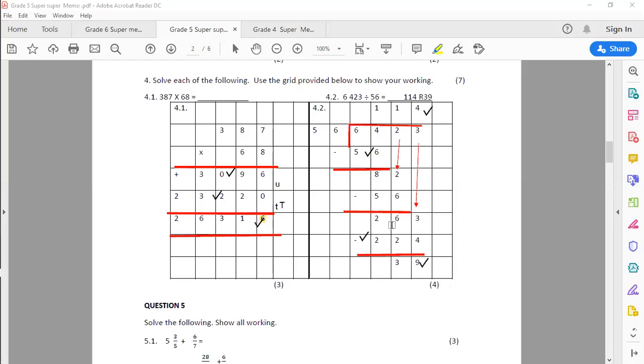Then how many times does 56 go into 263? It goes 4 times. Then 4 times 56 is 224. Then 263 minus 224 is 39. So your final answer is? 114 and remainder 39.